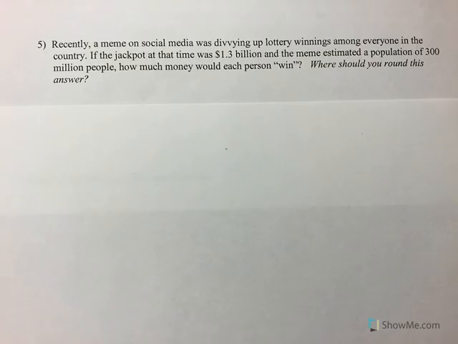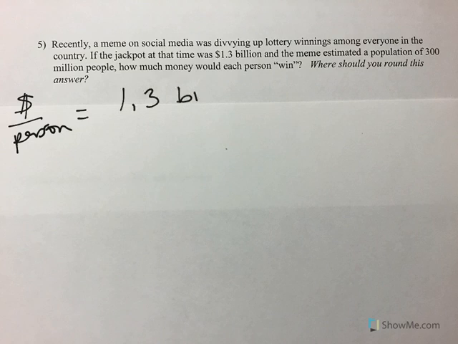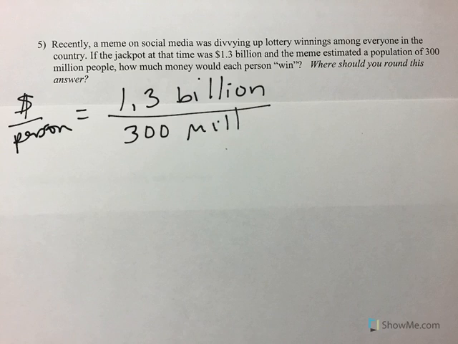And number 5, a meme on social media was divvying up lottery winnings among everyone in the country. If the jackpot at the time was roughly $1.3 billion and the meme estimated a population of 300 million, how much would each person win? Okay, so we're talking about money per person. So we've got 1.3 billion over 300 million. Now, I'm going to show you a kind of a different way to do this problem, so bear with me.